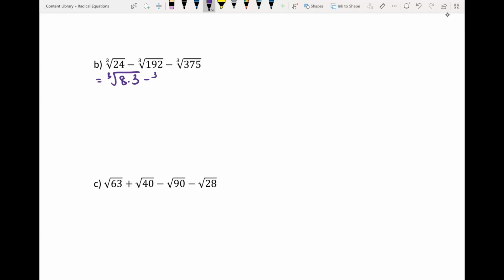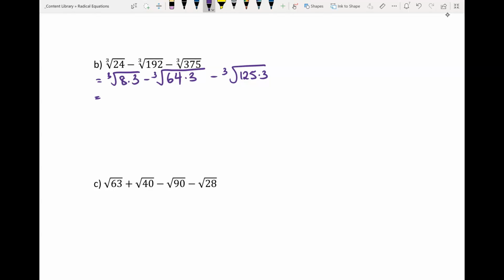Then for 192, I want to rewrite this in perfect cubes. 64 is a perfect cube because that's 4 to the power of 3, and 64 times 3 will give us 192. For 375, because it ends in a 5, I probably want to think about 5 to the power of 3, and that's 125. 125 times 3 will give us 375.